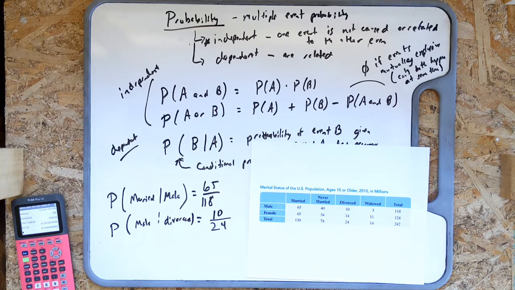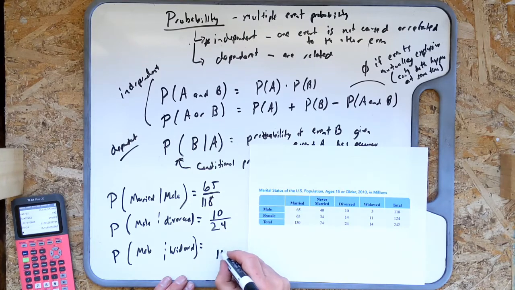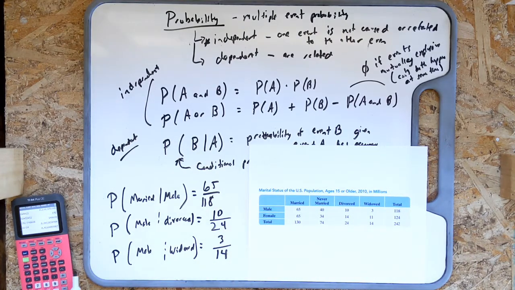Okay, so that's conditional probability. Let me have you try one. What is the probability, given you are widowed, that you are male? Okay, pause it, try to get that. Right, so you're given that you're widowed, so you're in this column here, widowed 3, 11, 14. So the total is 14. What is the probability you're male? 3/14, or 21%.